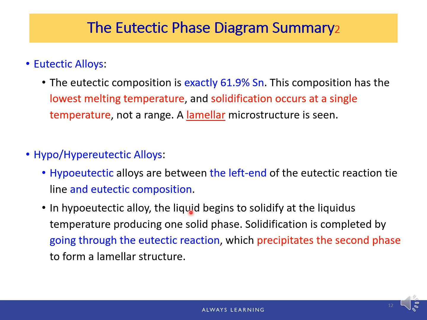For this alloy, the liquid begins to solidify at the liquidus temperature, producing one solid phase, which is the primary alpha phase. And solidification is completed by going through the eutectic reaction. During this reaction, the remaining liquid phase will transform into the eutectic composition, or eutectic alpha plus eutectic beta. So that will be the second phase, which precipitates out to form this lamellae structure.